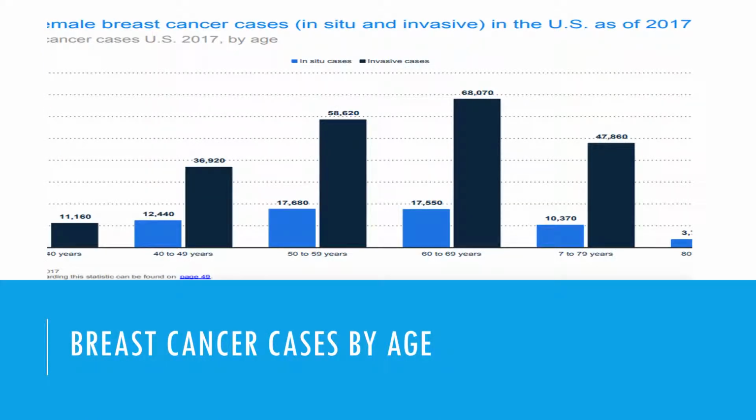This graph describes breast cancer cases by age. As you can see by the chart, individuals between 40 to 80 years old are more likely to develop breast cancer. And you could see that through, if you look at 40 to 49, 50 to 59, 60 to 69, 70 to 79.